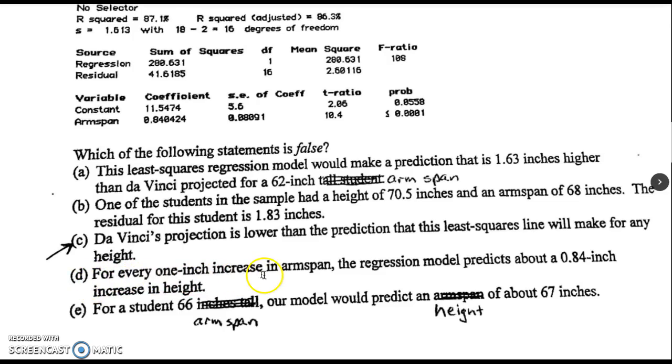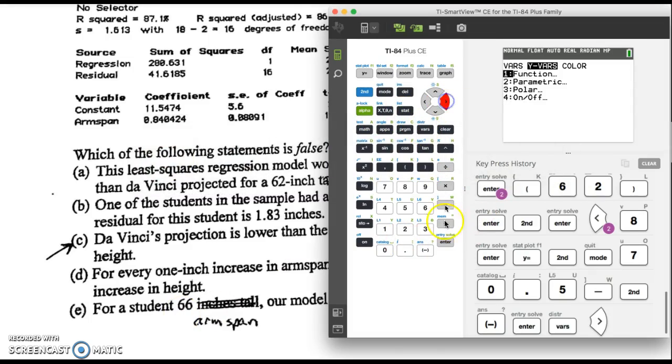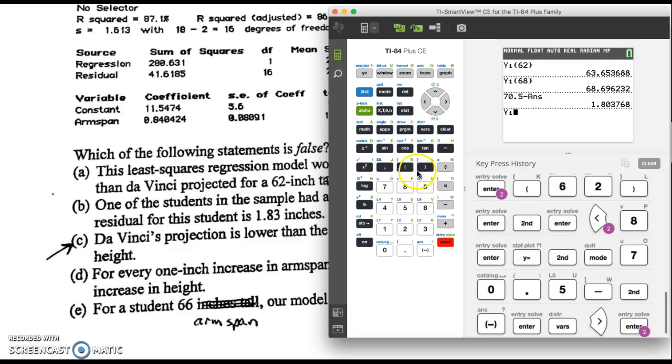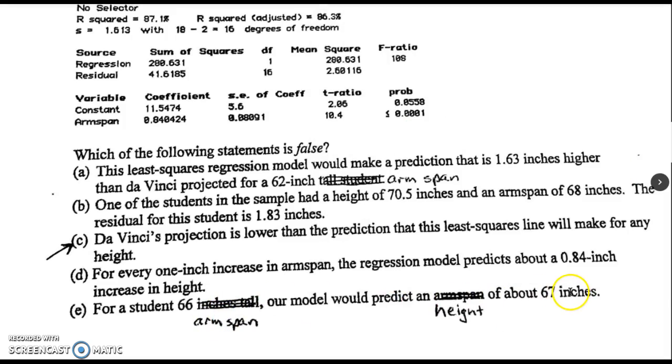D, for every 1 inch increase in arm span, the regression model predicts about a 0.84 inch increase in height. That's true. That's the definition of the slope, 0.84. E says for a student with a 66-inch arm span, the model would predict a height of about 67. So we go back to the calculator, hit vars, y vars, enter, enter, y1. I'm going to plug in 66 this time, and we get 67. So that is a true statement also, which means C has to be the false one.